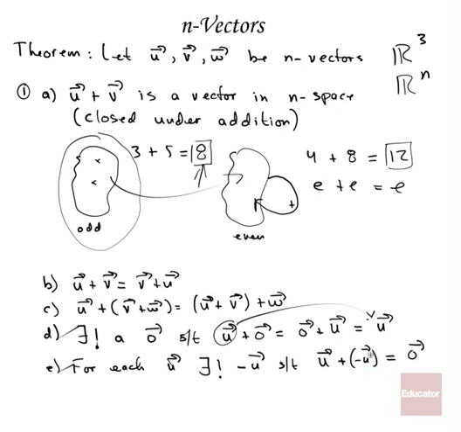Again, 5 plus a negative 5 gives you 0. 5 plus 0 gives you 5. So this zero vector is called the additive identity, and additive because it's specific to this property of addition. It doesn't apply to multiplication. We'll get to multiplication in just a little bit. And for each u, for every vector in n space, there exists a vector negative u, such that when you add them together, you get the zero vector. So they come in pairs.